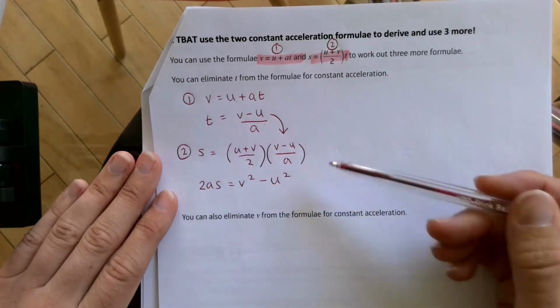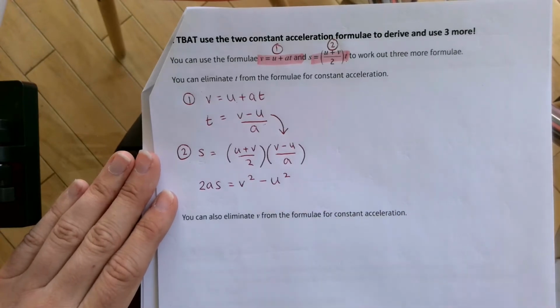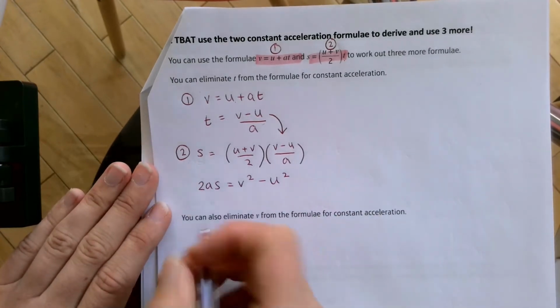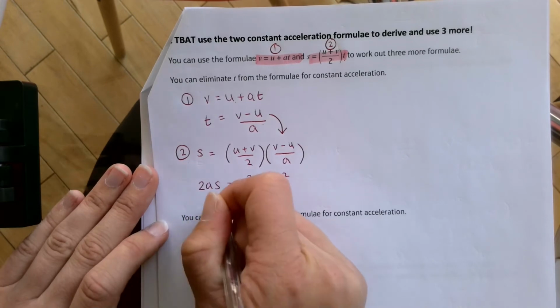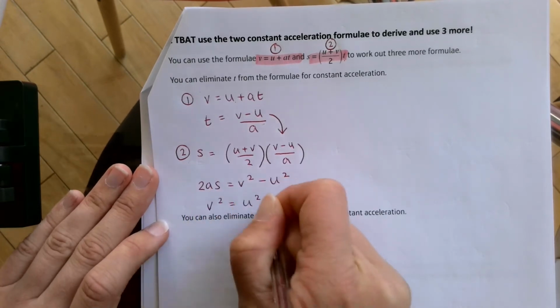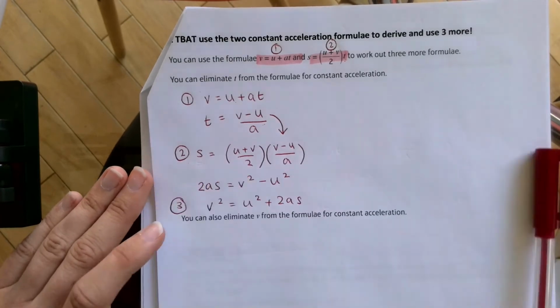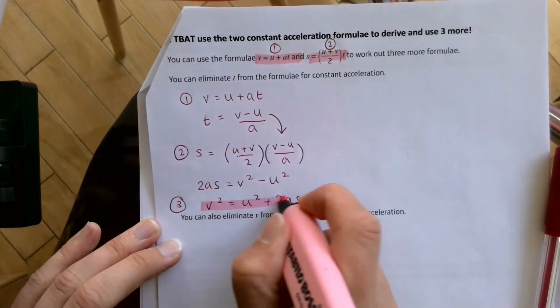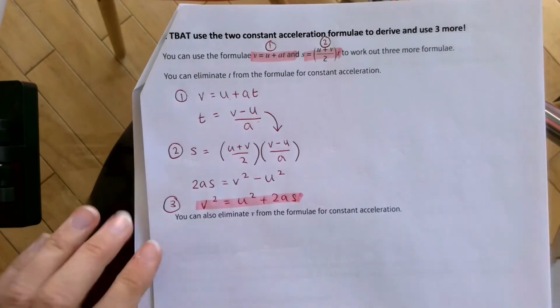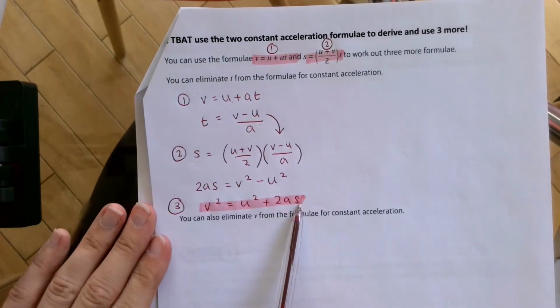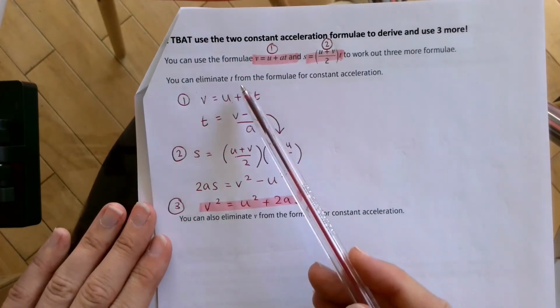If you can't do that in one step, don't worry, it might take you a few more steps to get to that point. Then I'm just going to take the u squared to the other side so that I end up with an equation that says v squared equals u squared plus 2as. That is therefore my third suvat equation. Let's highlight that. It involves v, u, a and s, but it doesn't involve t.